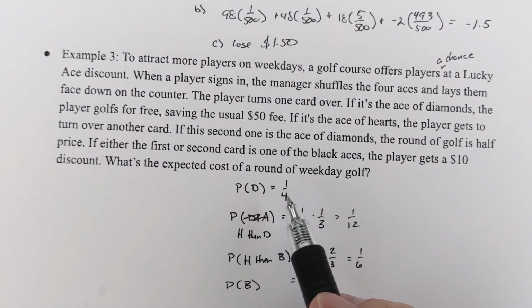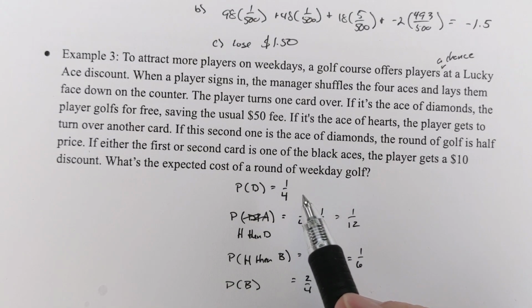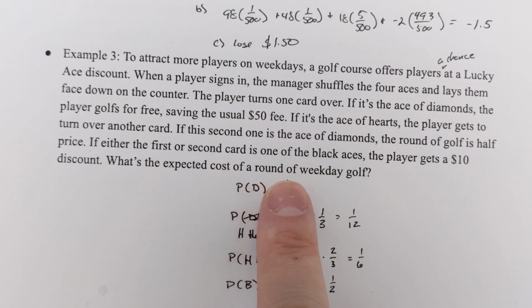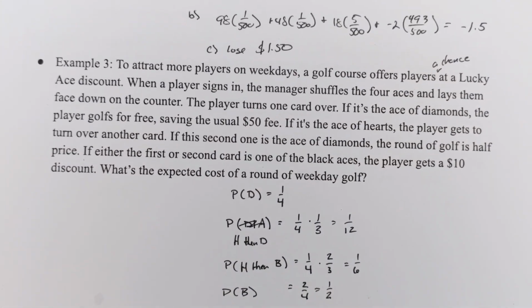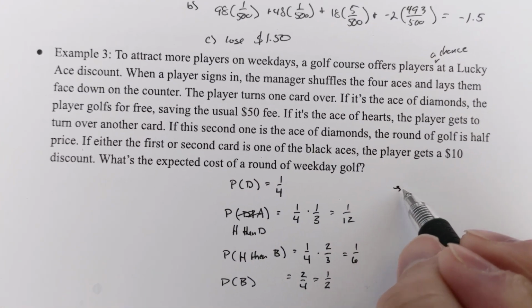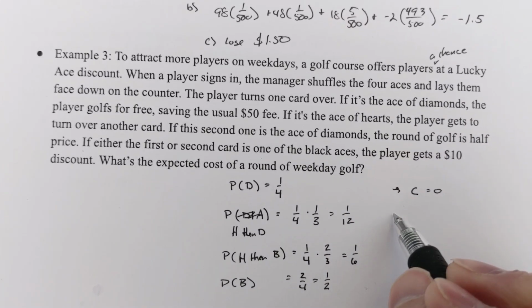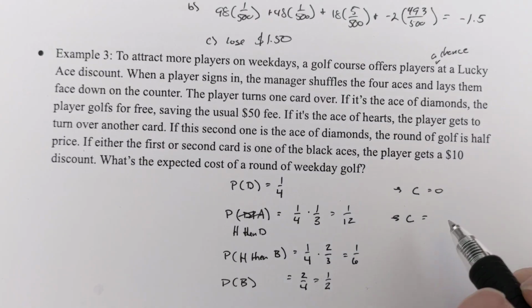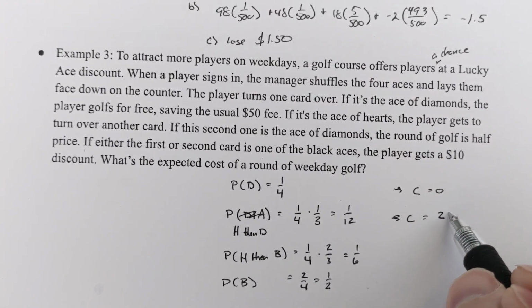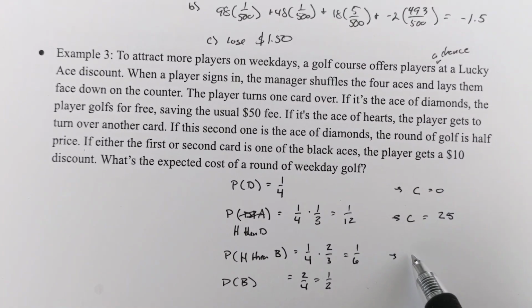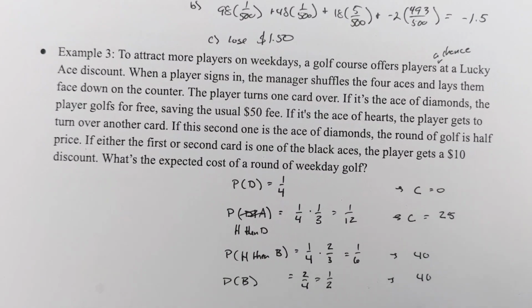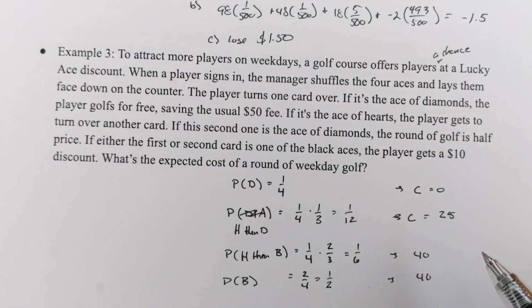Now I need to find the dollar values that you would get for these. So we'll say, since we're talking about the expected cost, for this one the cost would be 0. Here, that's half off, so it'd cost you $25. Here, the cost is $40, and here it's also $40, because you get $10 off in either of these cases.